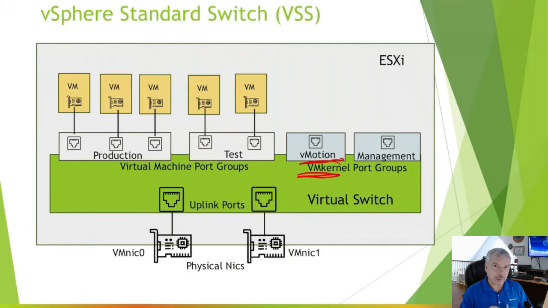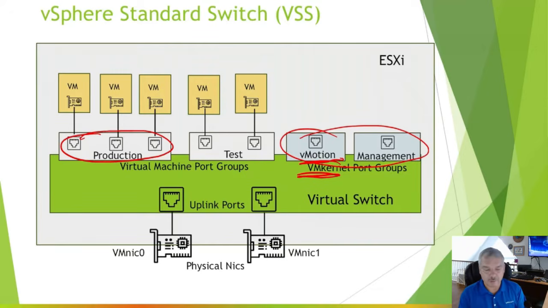So just keep in the back of your mind, you got two types of port groups. You got a virtual machine type port group that virtual machines use, and you got a VM kernel type port group, which you could use for stuff like vMotion, management, all that. When you create a VM kernel port group, you've got to give it an IP address. All right, and you'll see that.